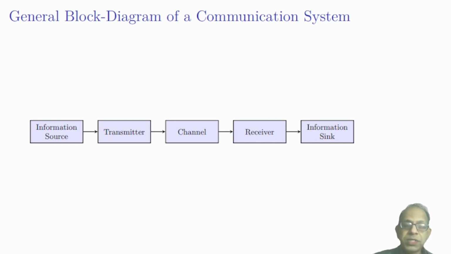The job of a receiver is to make the best estimate of the signal that has been transmitted from the corrupted version of the signal that it has received, and then provide it to the information sink, which is the user of the information.